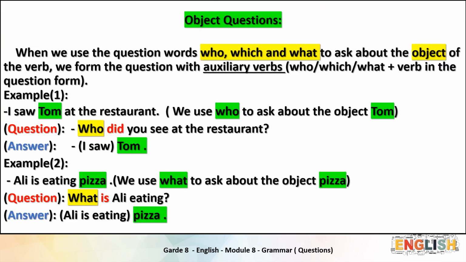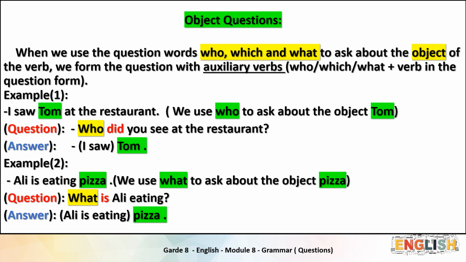Okay, now let's see how to ask questions about the object. When we use the question words who, which, and what to ask about the object of the verb, we form the question with auxiliary verbs. So who, which, or what, plus the verb in the question form. We need to use the auxiliary in this case.